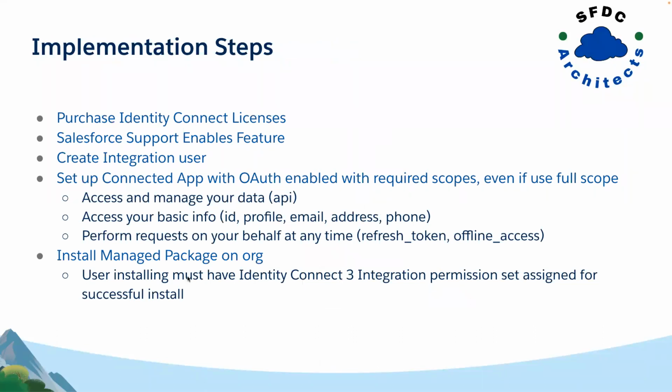Implementation steps, there's actually quite a few of them, and you've done this before, but you have to obviously purchase the licenses. Salesforce support has to enable the feature. You need to create an integration user, and these are in the order sequence that you need to do them in. You set up the connected app with the OAuth scope enabled. And after you've done that, you're going to install the managed package. What's interesting is the user that's installing the package has to have the Identity Connect 3 permission set before they can actually do a successful install. So this order really matters just for the very first part of setting up Identity Connect.